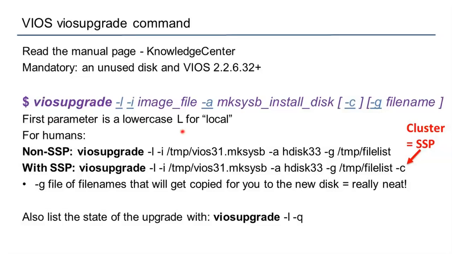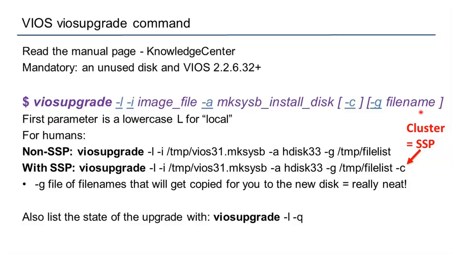Here's the command. This is a lowercase l, just to confuse you on the screen. And then you have the image file, which is the makesysb. Then it says makesysb install disk. This is the alternative disk in here. I don't think the name makes a lot of sense. You add the -C if it's a cluster, which means shared storage pool.